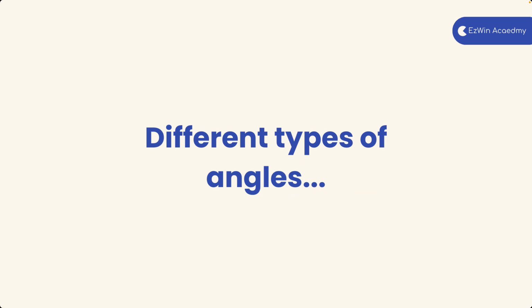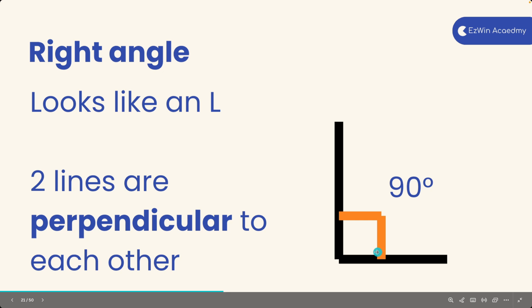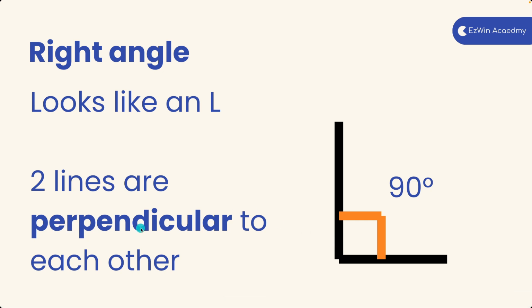In math, there are actually different types of angles. The first angle that I want to share is called a right angle. A right angle looks like an L. Essentially, there are two lines that meet and it looks very, very straight. We call it perpendicular, or the two lines are perpendicular to each other. A right angle always has a 90-degree angle. If you were to just turn to the right or left 90 degrees, you will move to the exact right or exact left. So that is a right angle.